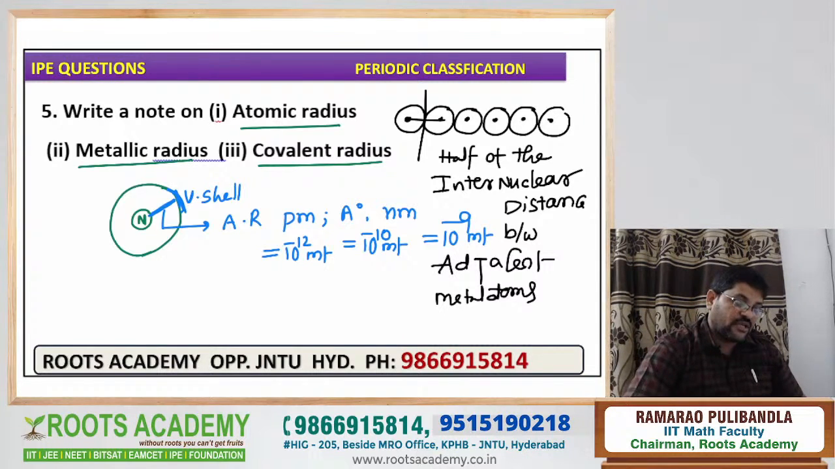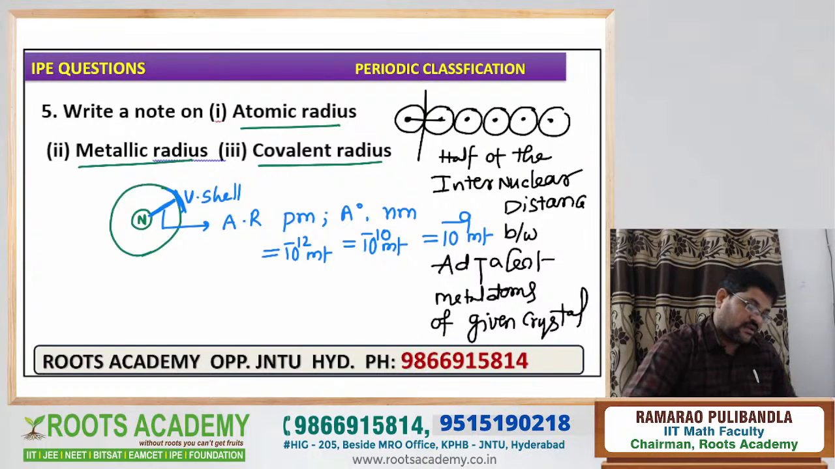Half of the internuclear distance between adjacent metal atoms of a given crystal is the meaning of metallic radius. And see the next one.